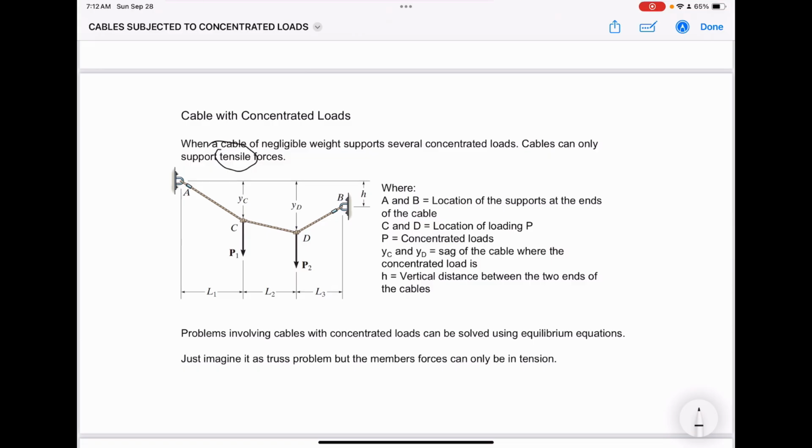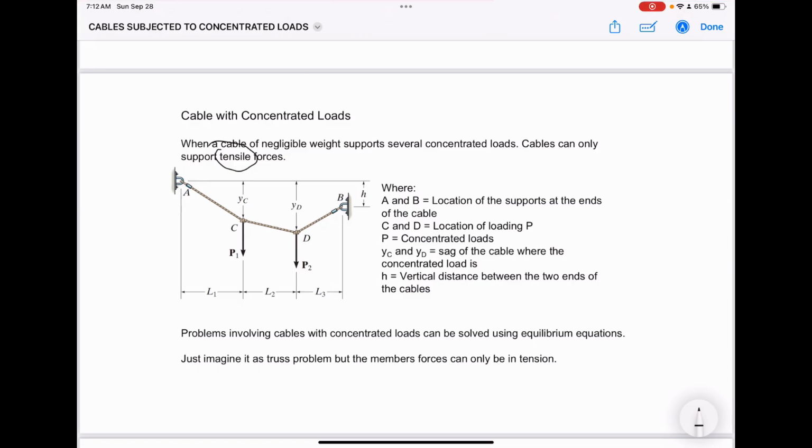So based on the figure, A and B are the location of the supports at the ends of the cable. C and D are the location of the loading P. P1 and P2 are the concentrated loads. Y sub C and Y sub D are the sag of the cable where the concentrated load is, and H is the vertical distance between the two ends of the cables.